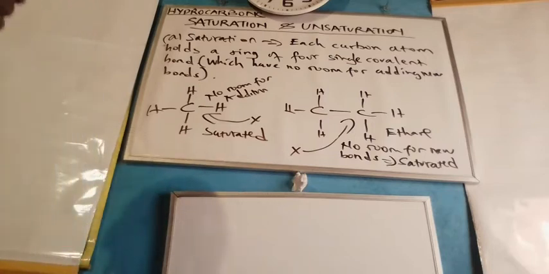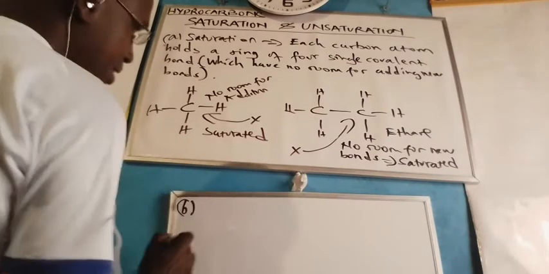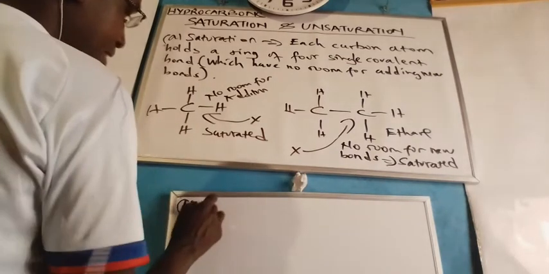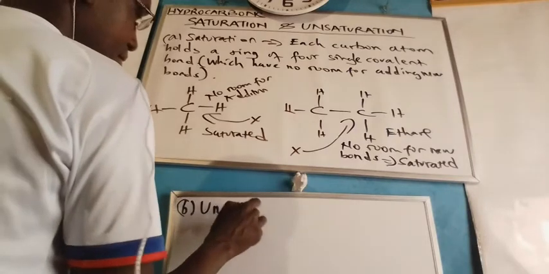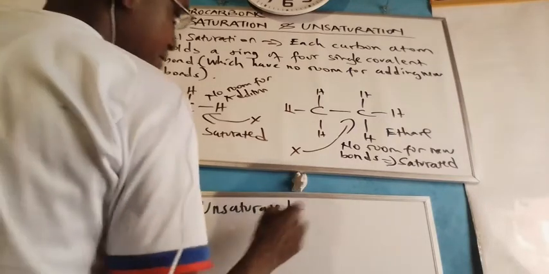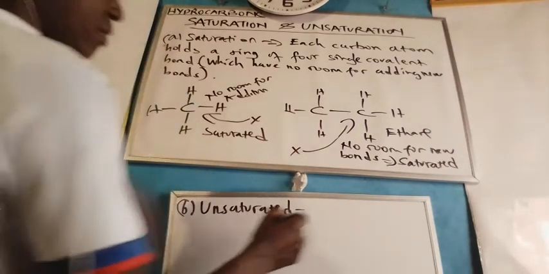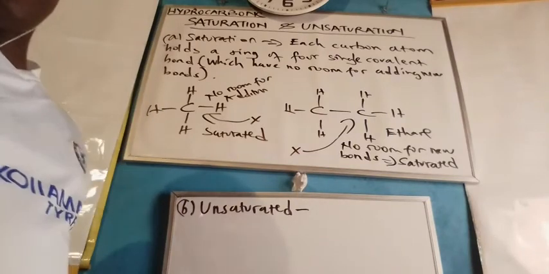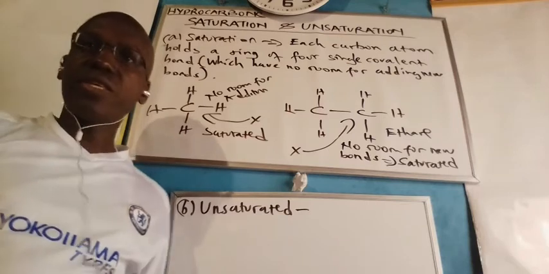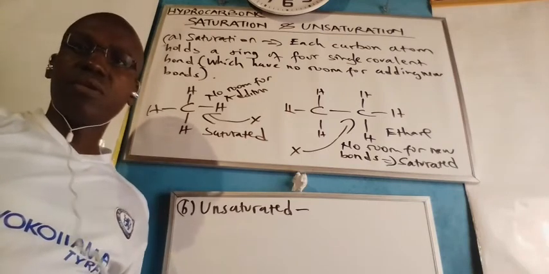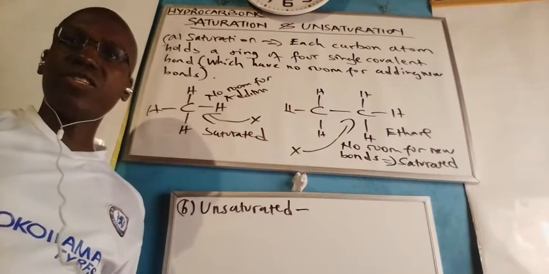Now, B, we have said some molecules are unsaturated. What is an unsaturated molecule? The unsaturated molecule is one in which there is a double bond or a triple bond which is breakable to allow room for additional bonds.